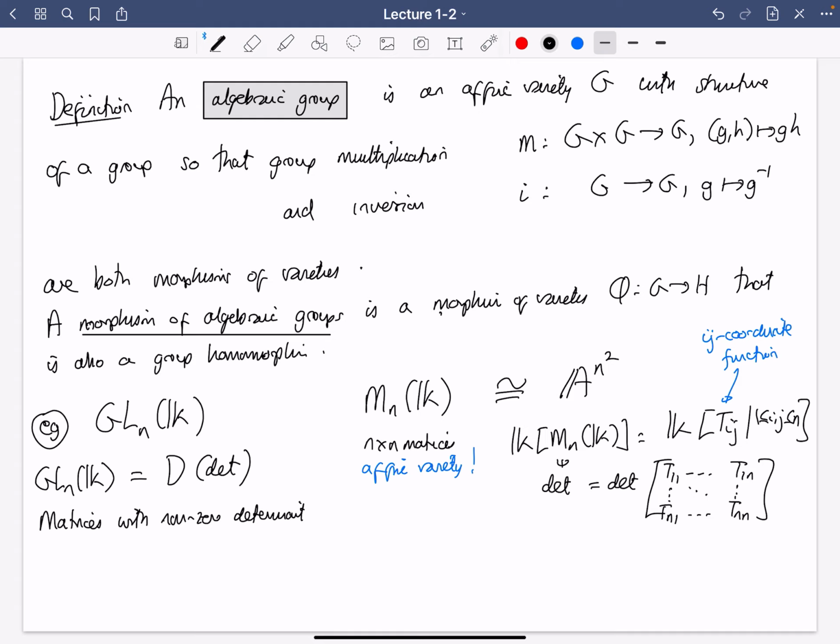So, okay, great. So that's GLN of K as an affine variety. Its coordinate algebra will be the coordinate algebra of n by n matrices, so polynomials in those Tij's, and then we'll localize at determinant, so we also adjoin an inverse of determinant.